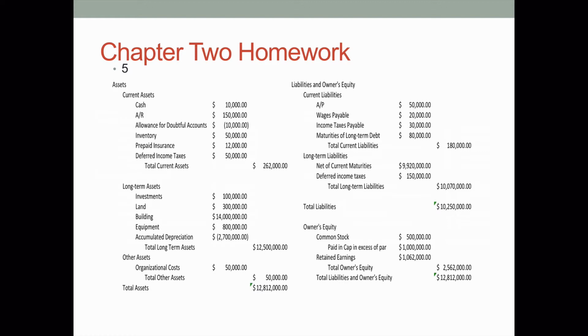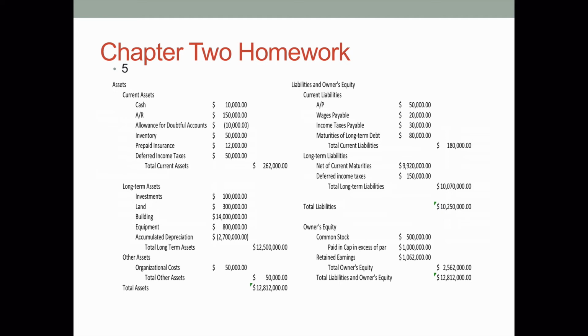I apologize. What I did is I took this from the answer key, and I didn't realize that they used a different account on the answer key than they use in the question. So under your long-term liabilities, that account name for the $9,920,000 is just long-term debt. And then we have deferred income taxes, and finally our long-term liabilities are $10,070,000 for a total liability of $10,250,000.